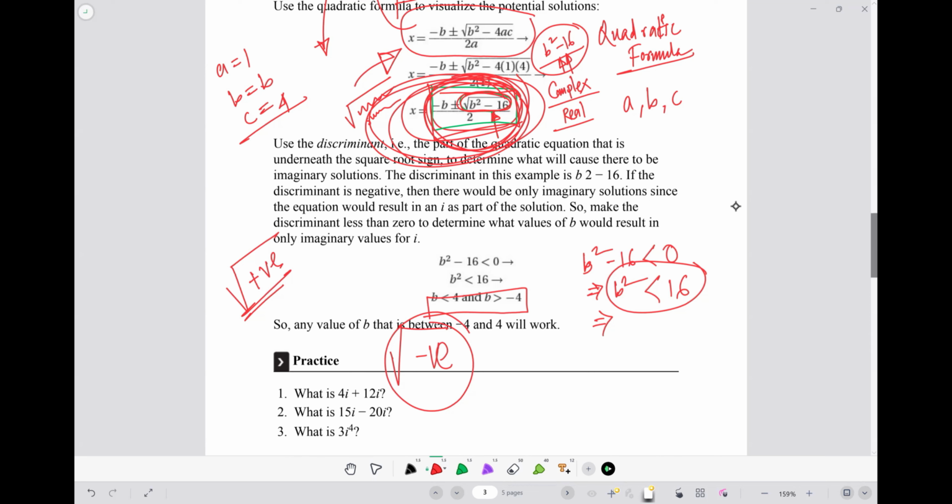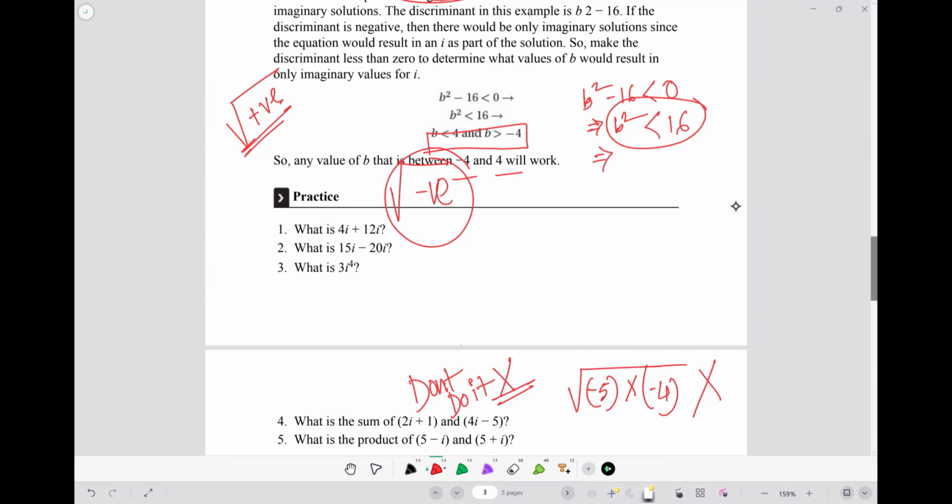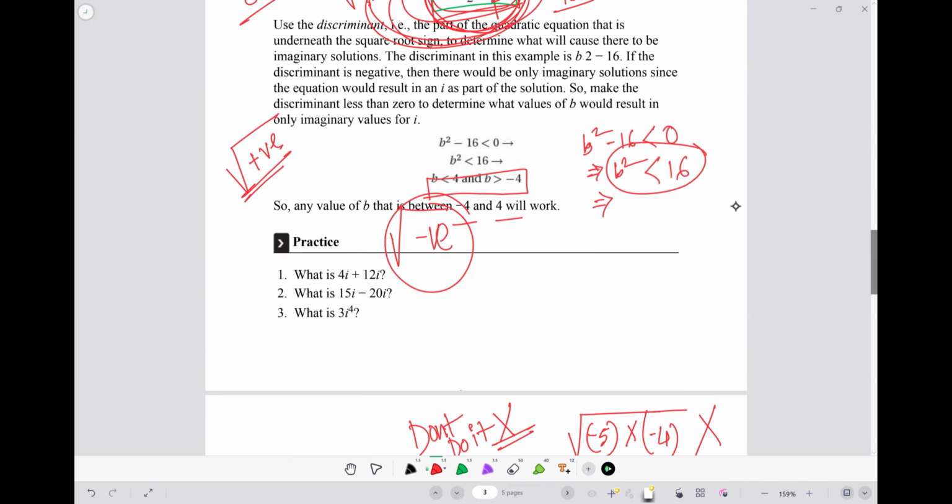Do you understand? Are you getting it simple, or is that complex to you? Yeah, I get it. Okay, you get it. All right. So, -4 and 4. If you solve this problem, you get b is less than 4 and b is greater than -4. After solving this inequality, you get this. And I'm suggesting you read about solving squared inequalities.